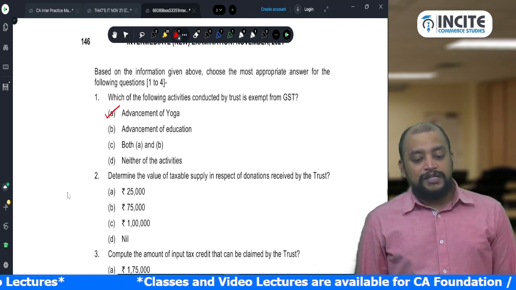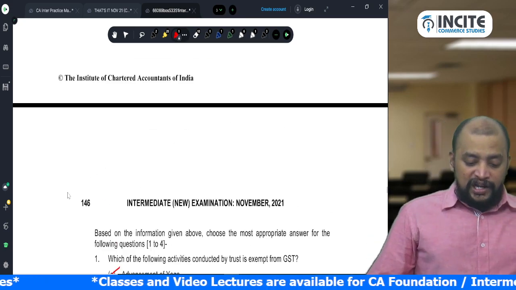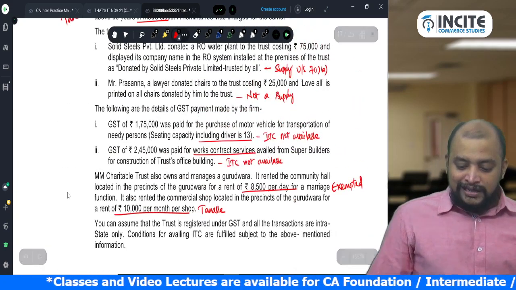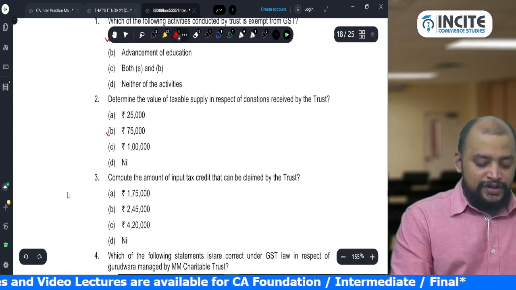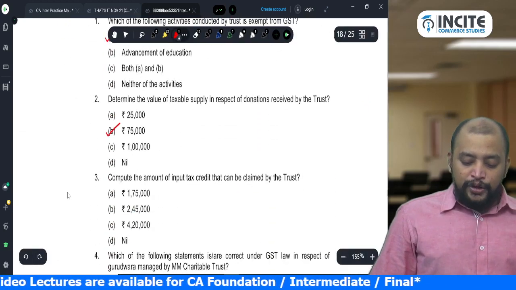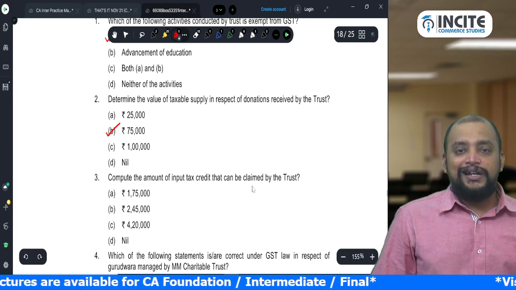Determine the value of taxable supply in respect of donation. Only one donation is treated as supply, that is the 75,000 donation. So 75,000 is the answer. Compute the amount of input tax credit that can be claimed by the trust.